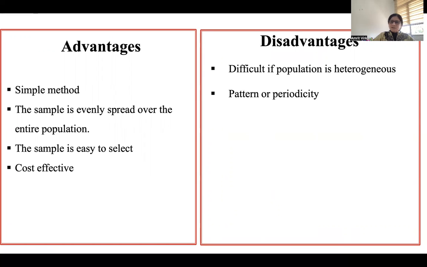Looking at the disadvantages, one particular thing that we need to keep in mind is that this method is difficult if our population is heterogeneous. So we need to keep this limitation in mind if at all we are thinking of picking systematic random sampling as a method. The other important disadvantage is that the sample may be biased if there is hidden periodicity in the population, because that may coincide with that of the selection. So this is another disadvantage that we need to keep in mind.